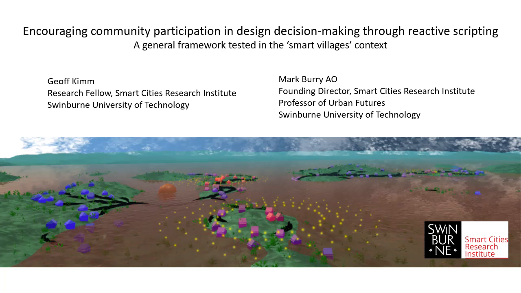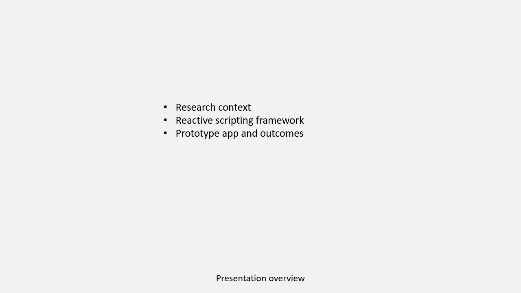The villagers involved can be considerably more enfranchised in processes typically done for them by invisible others or not done at all. This presentation is organised into three key parts: the research context, the reactive scripting framework, and a prototype app and outcomes.